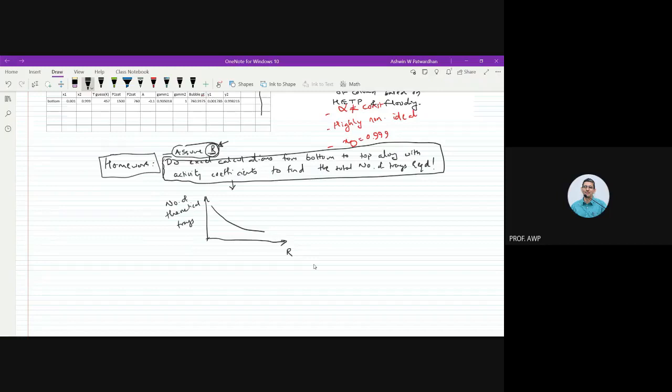But because you have done calculations in Excel, you can always change R. You can change R to 6, 7, 8, 4, 3. Isn't it? And you will find one particular value of R, you get a curve like this. So that is your R minimum. Do you agree? Yes, sir.